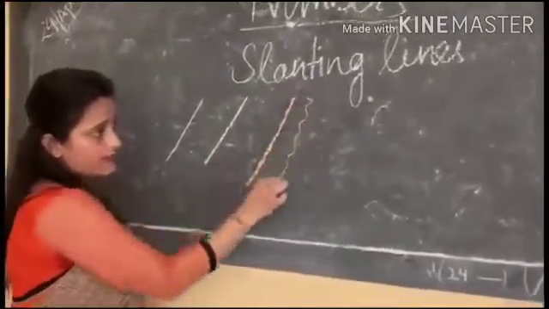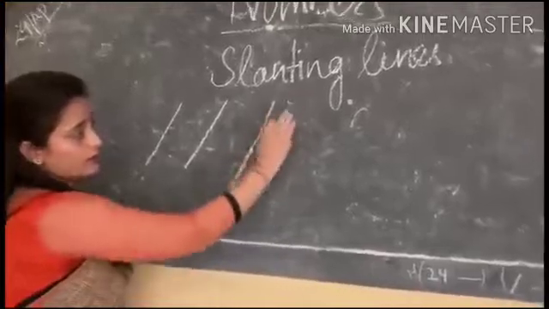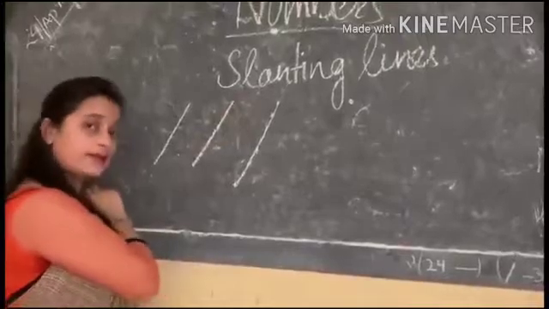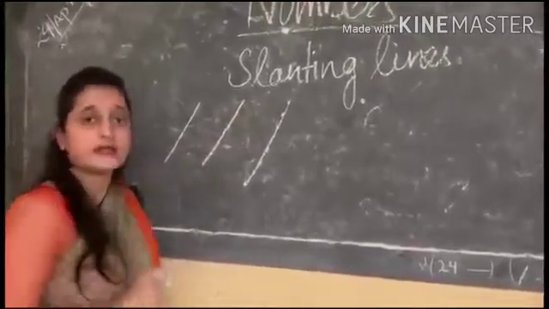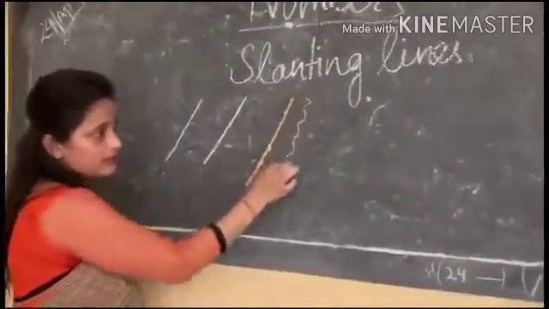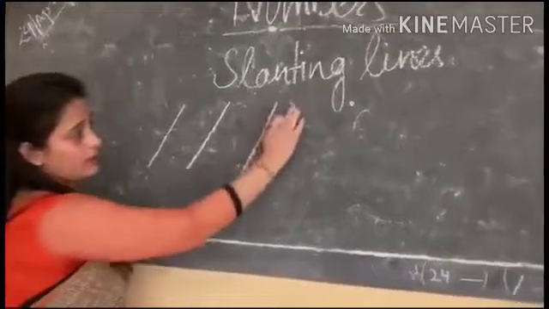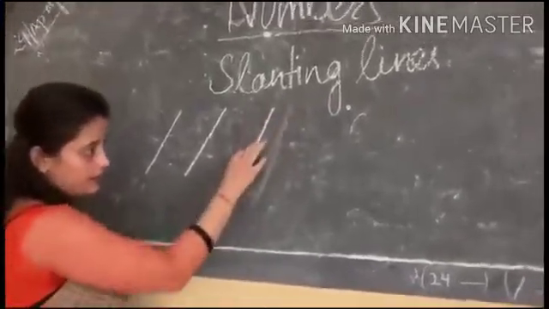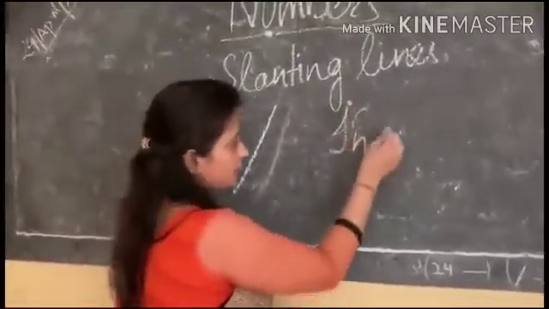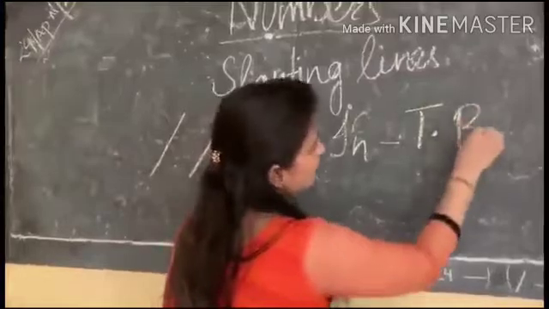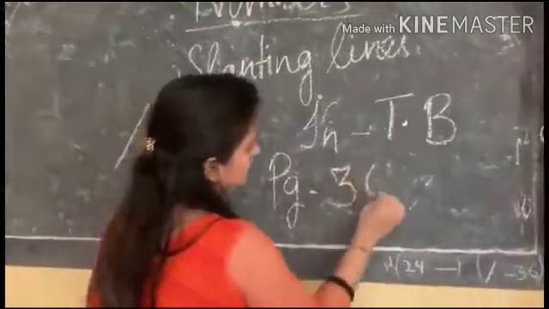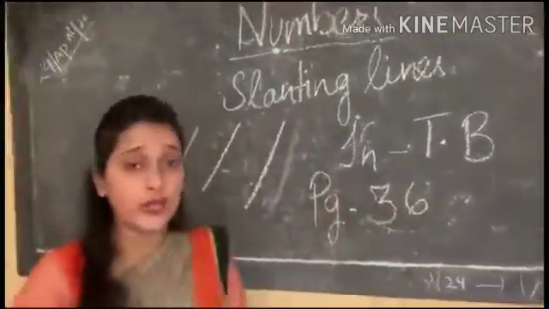Don't make this messy thing. Okay? You will have to make the proper slanting line. Very good. So in the dance book you will have to do page number 36. Okay, you will have to do page number 36.